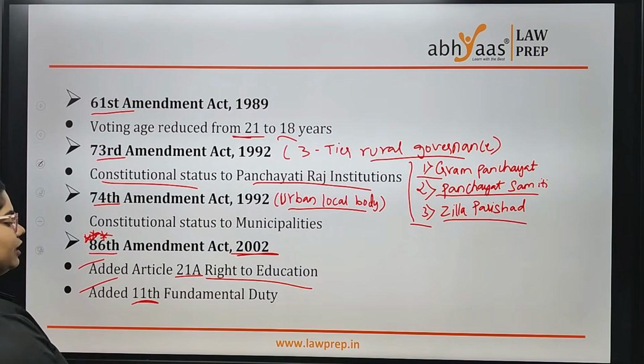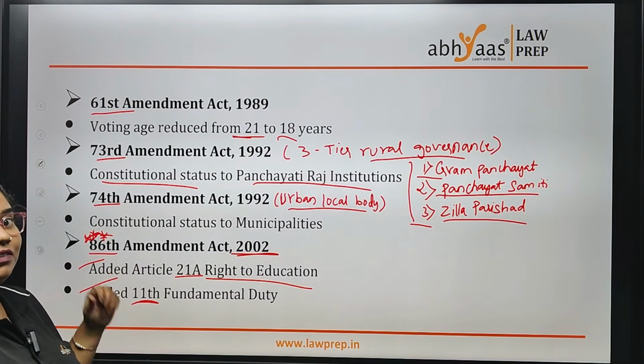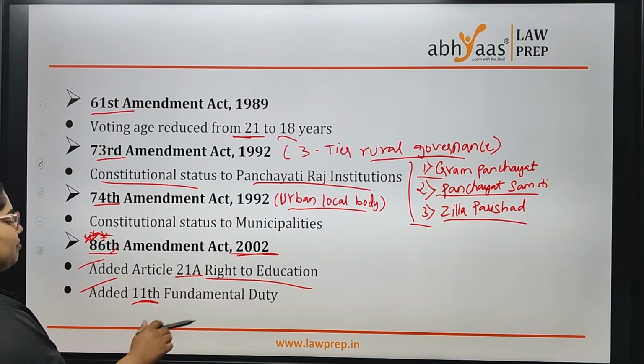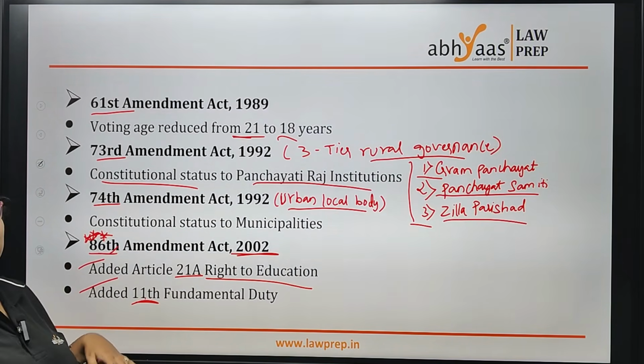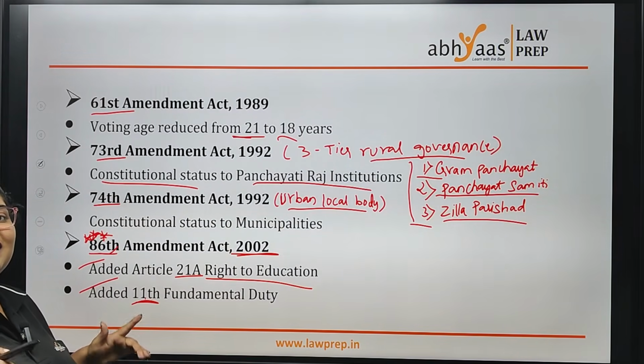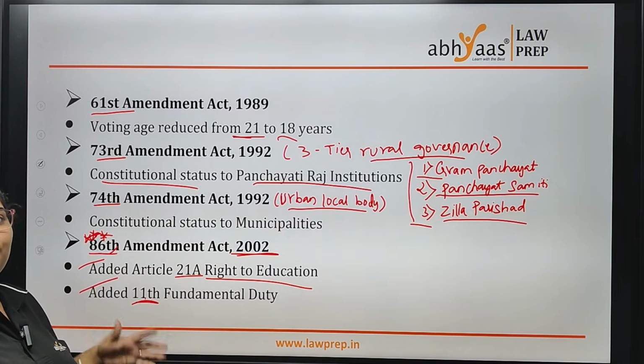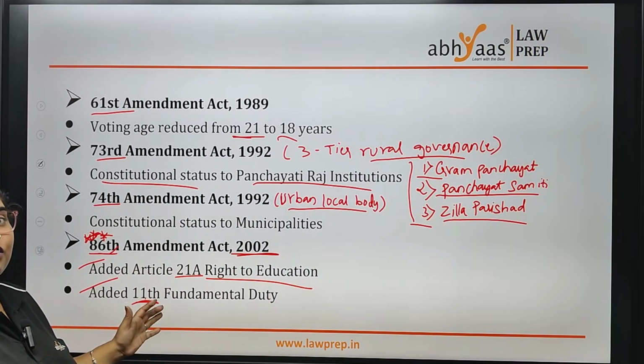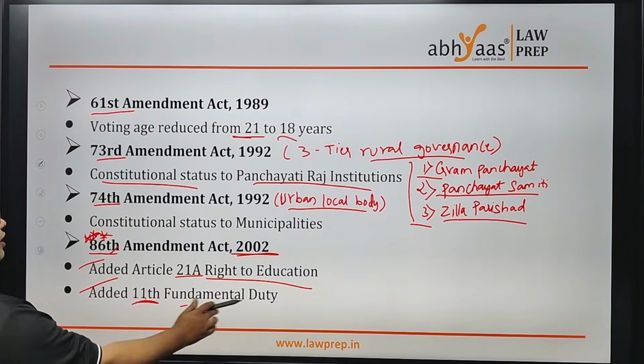The last fundamental duty. If you remember, we said originally we had 10 fundamental duties, but after your 86th amendment, we had an 11th fundamental duty included, where it says parents of a child from age 6 to 14 should compulsorily send their children to school. That is your fundamental duty.